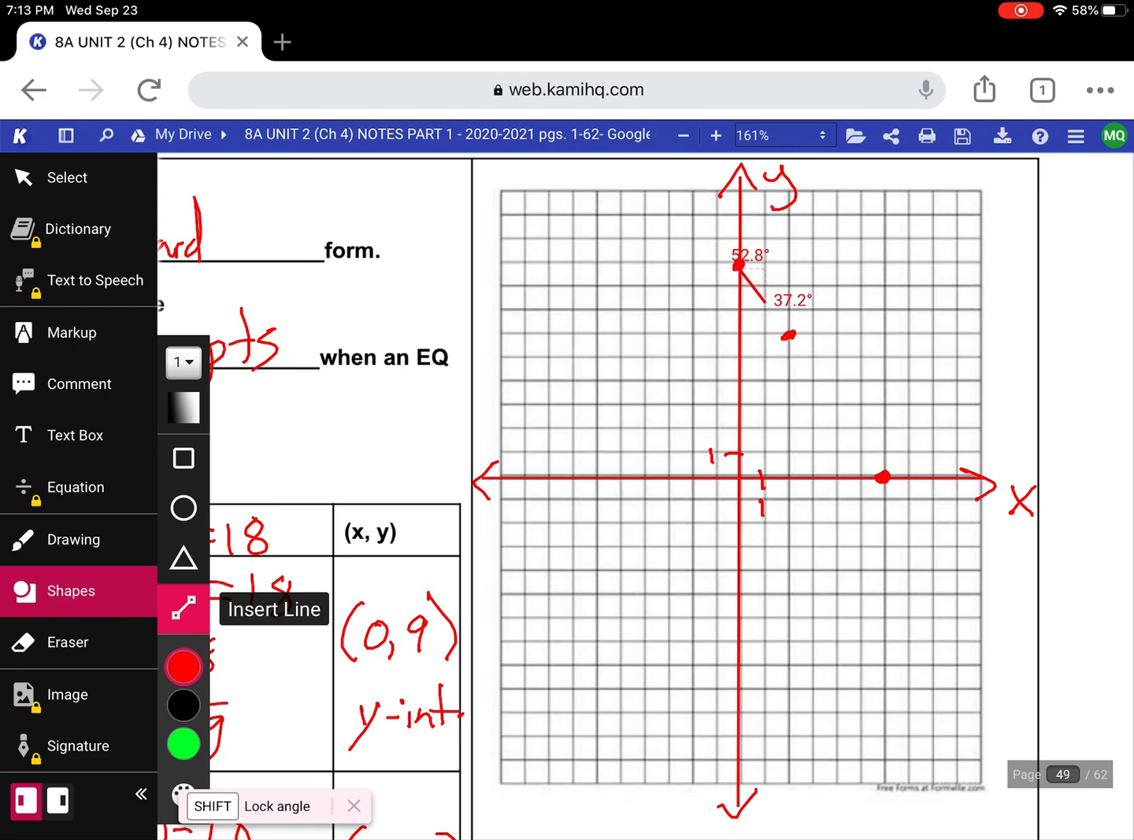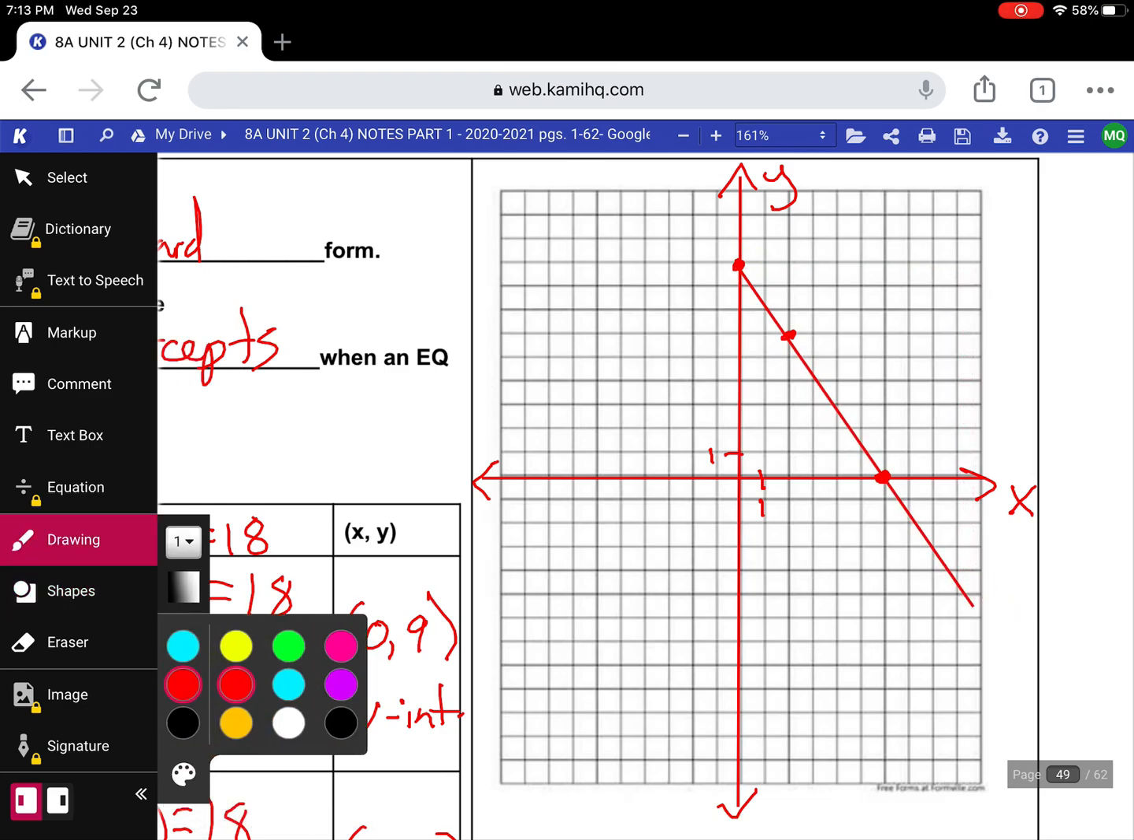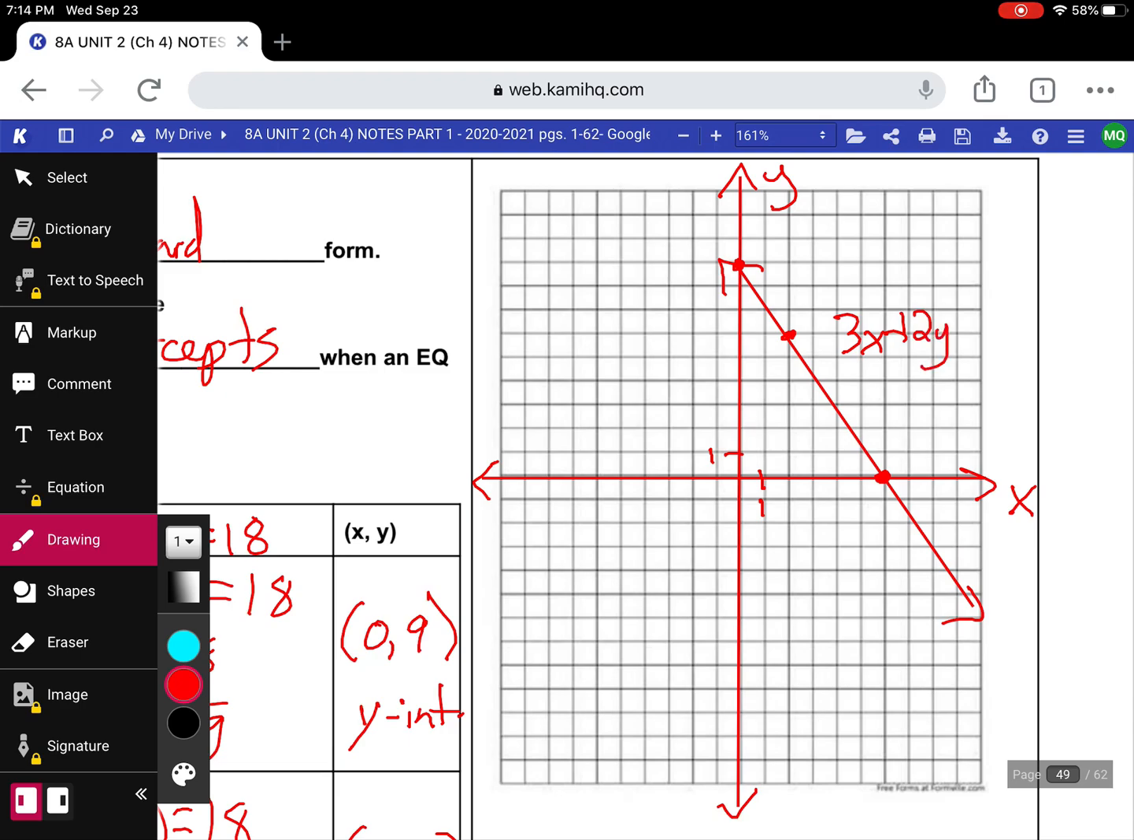We're going to insert our line. Let's see how well Mrs. Quintos did this. Oh, not too bad. Not too bad at all. Okay, I'm going to just make sure that you guys always extend that line. I didn't do that because of my drawing feature, but the last step then is going to be to write in the equation. And we had 3x plus 2y equals 18, okay? And there you have it.